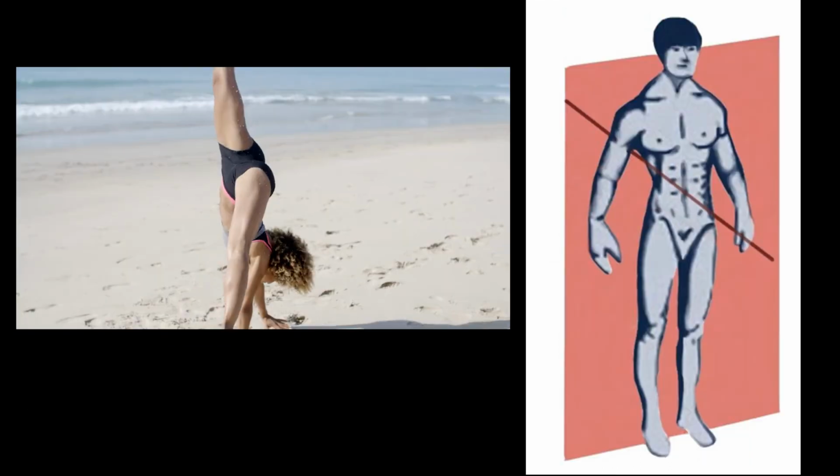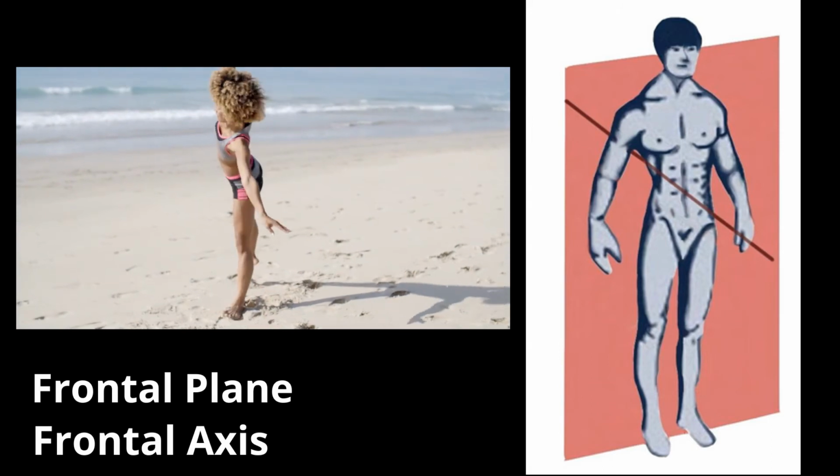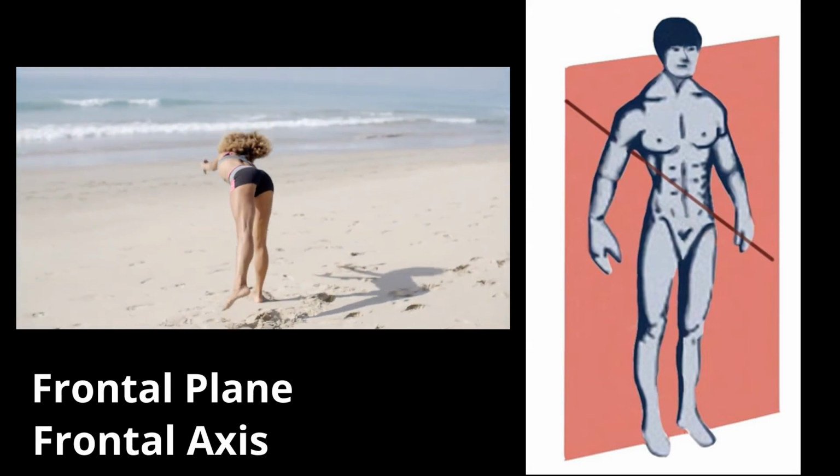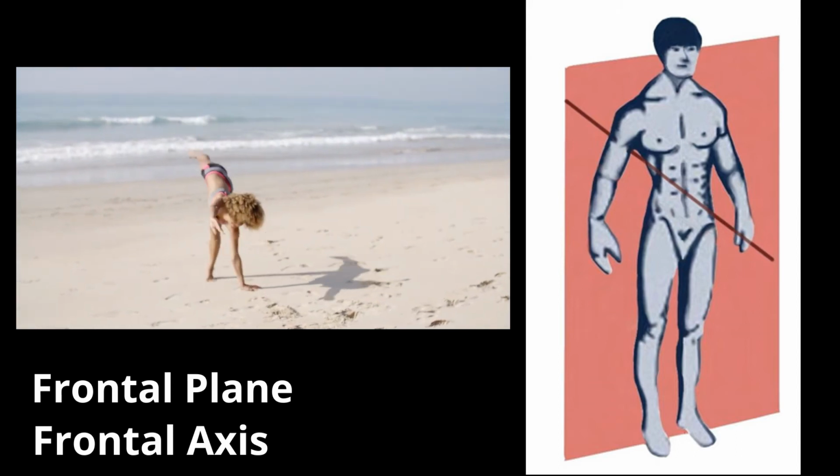The frontal plane works alongside the frontal axis. The frontal axis stabs through the center of the body, and if we were to rotate around this axis, then a cartwheel would occur.